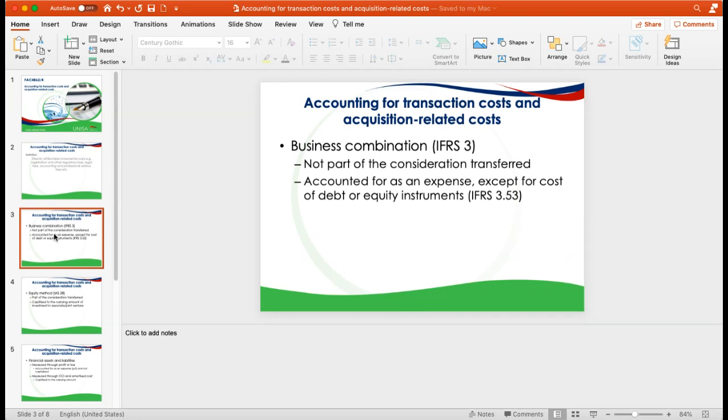How do we then account for these instruments? In the case of a business combination, in other words, when one acquires a subsidiary, the transaction costs do not form part of the consideration transferred as they are expensed when they are incurred. There is, however, an exception: the transaction costs incurred in the issue of a debt or equity instrument are not expensed, but they are deducted against the relevant equity instrument or the debt instrument. We will look at the journal entries at the end of this presentation to illustrate this.